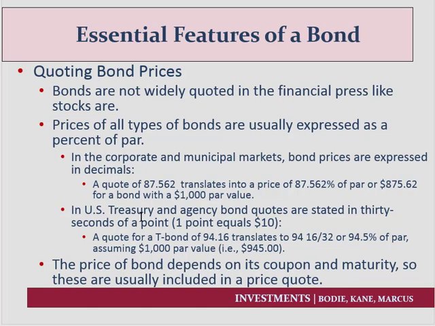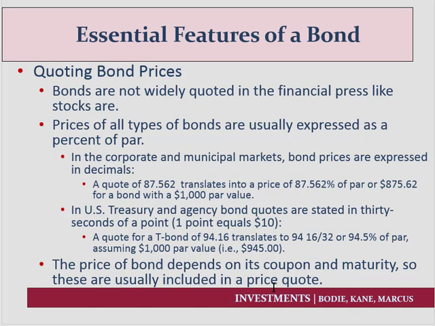For United States treasuries and agencies, for some reason, prices are stated in 32nds of a point. One point essentially equals $10, so I guess that's why the 32nds are there. So a bond that's quoted at 94.16 is really 94 and 16/32, or 94.5%, which means that bond would sell for $945. The price of the bond is dependent on its coupon and maturity, so these are usually incorporated into the pricing quote.